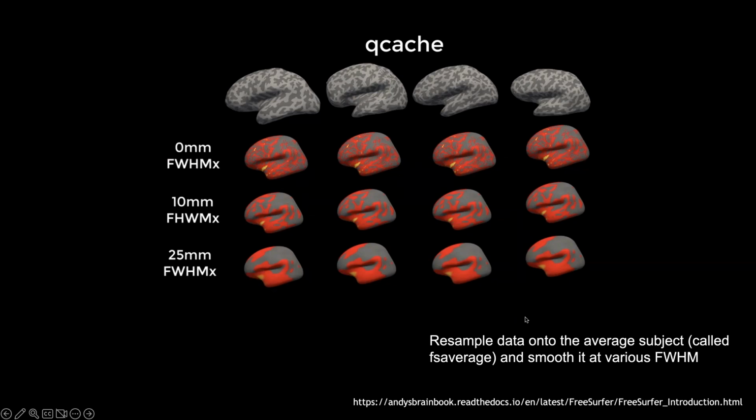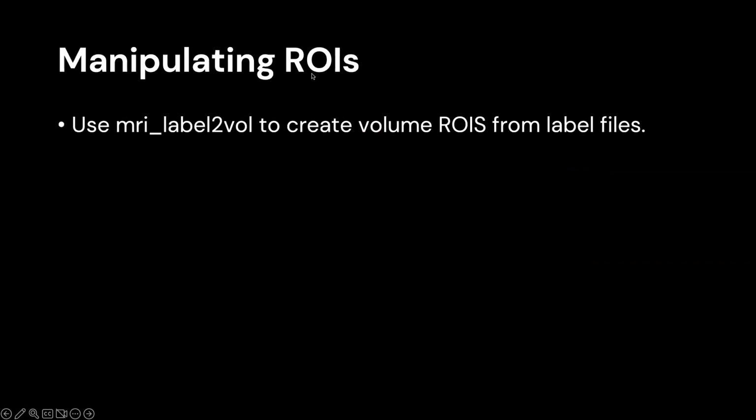Now, you can also manipulate ROIs. You can create ROIs from label files using this command here. So again, just go and check the documentation if you want to work with your own specific ROIs. So now imagine we waited the whole night to obtain our output.